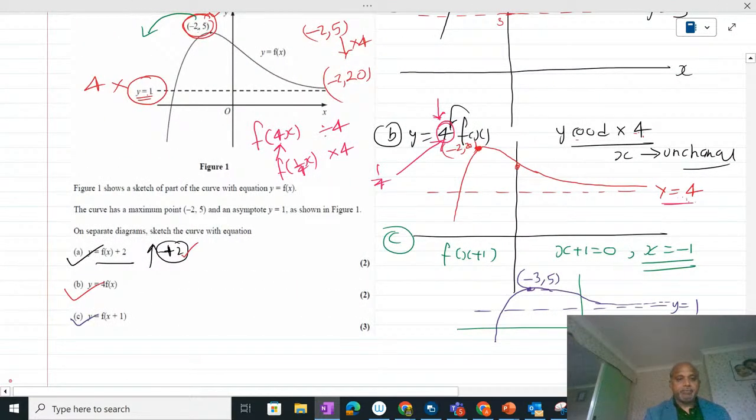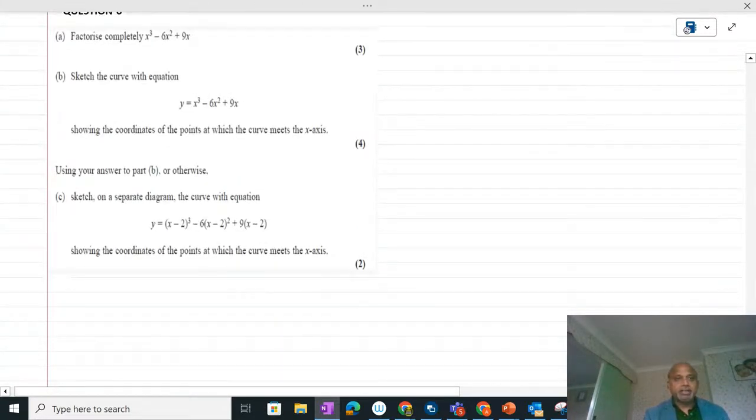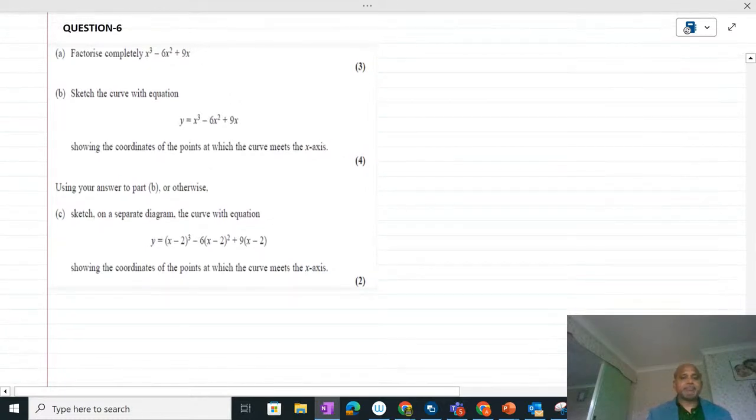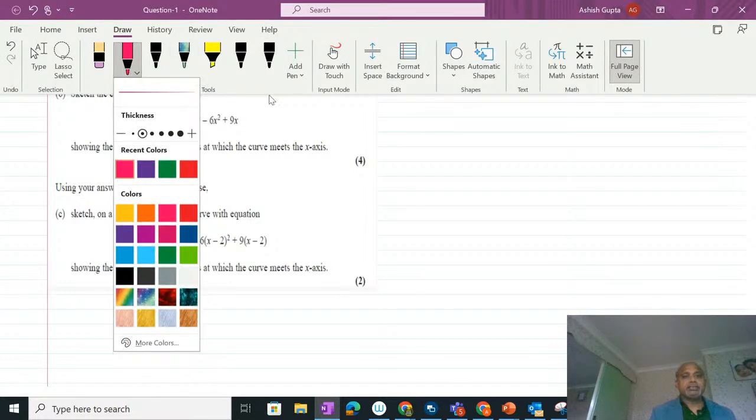Okay, we are on the last question now. Question 6. This is the examiner's favorite question. Here they have said factorize completely. So what does it mean? It means you need to factorize. f(x) equals x cube minus 6x square plus 9x. So let's factorize it now.